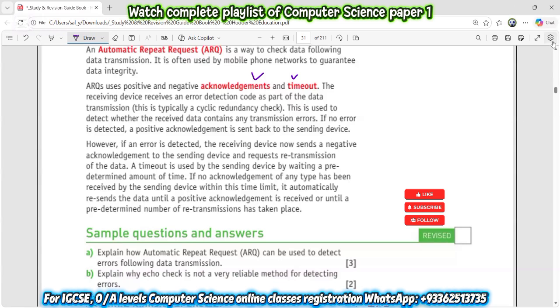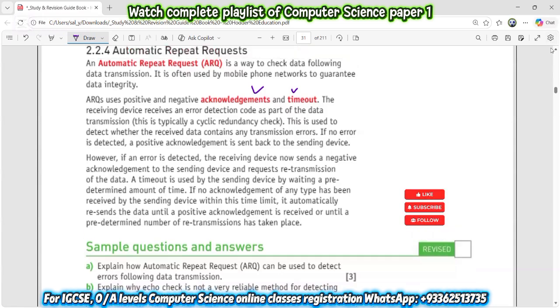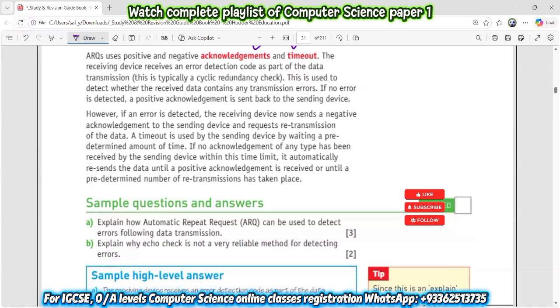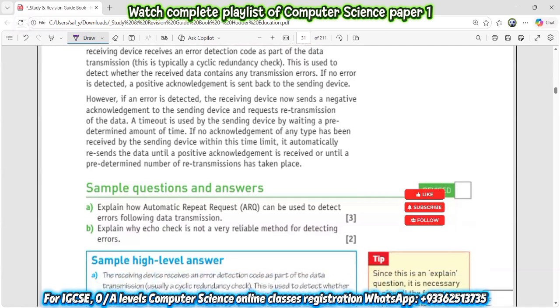If you know it, fine, write down the full form. Otherwise, just write the shorter form and that is perfectly okay. Explain how ARQ can be used to detect errors following data transmission. Explain why echo check is not a very reliable method.